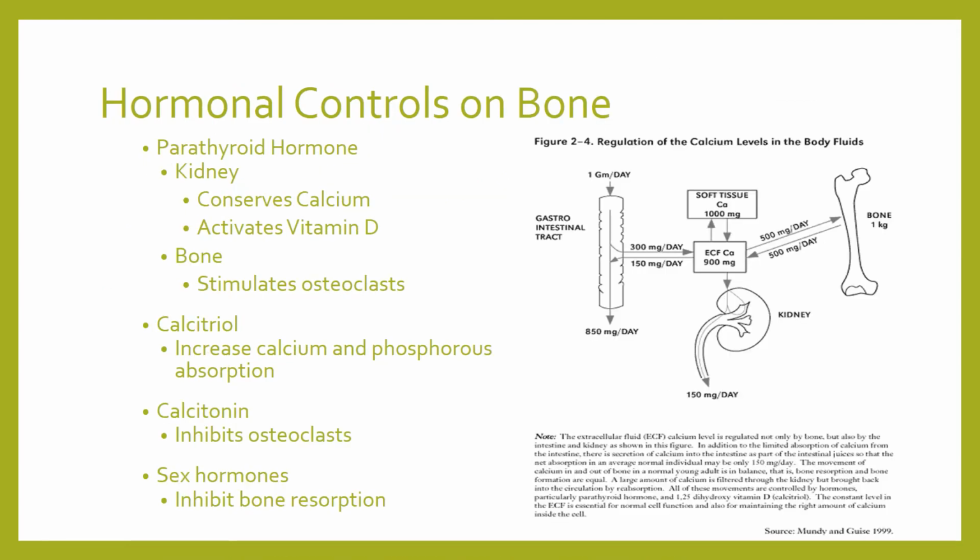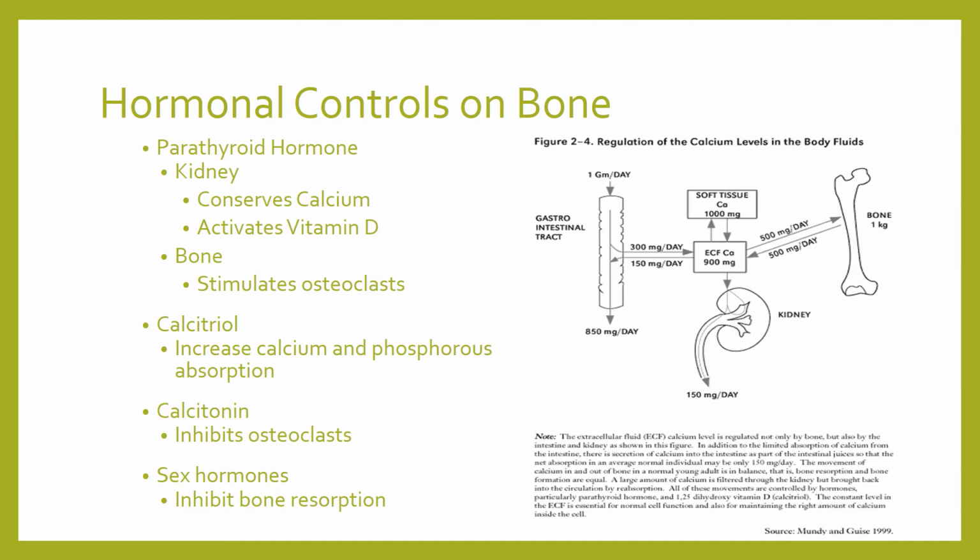As I stated in the previous slide, bone building and breakdown relies heavily on hormonal control. The first hormone that we think about is the parathyroid hormone, which is produced in the parathyroid gland. This is produced in response to low blood calcium and stimulates bone resorption in order to increase calcium levels in the blood. It also stimulates osteoclasts in the bone.